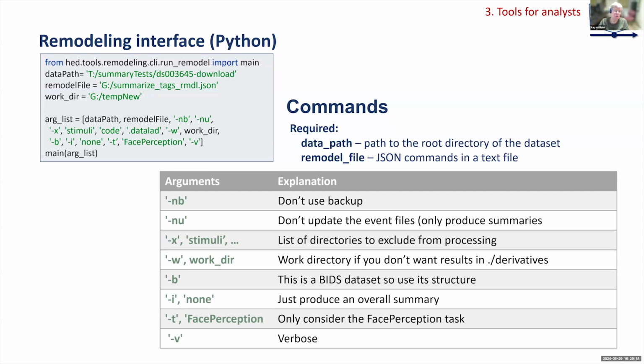This says just produce an overall summary, otherwise it'll produce summaries for each individual recording, which is something NEMAR uses, so they have a summary for each individual recording. And this, for data sets that have multiple tasks, says only do the task that has face perception. And this says log a bunch of output so that we can see what's going on.